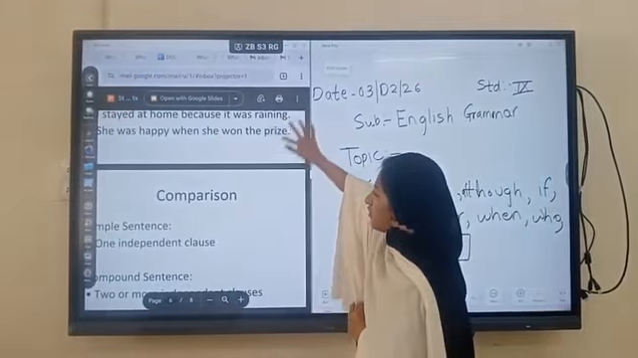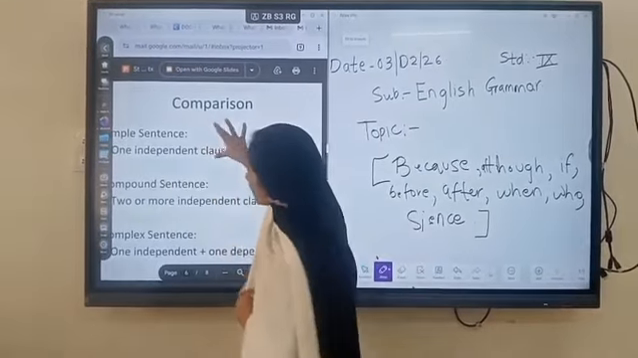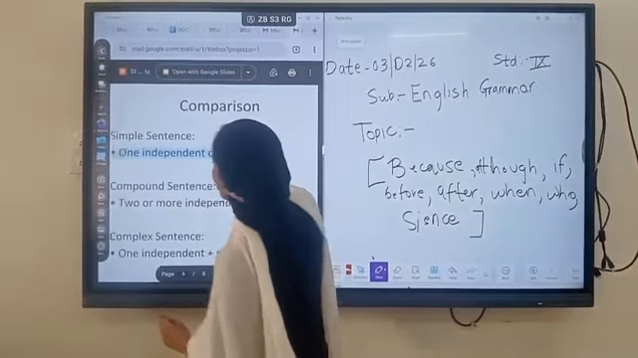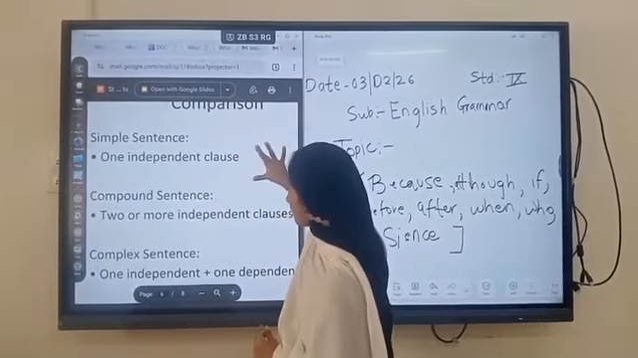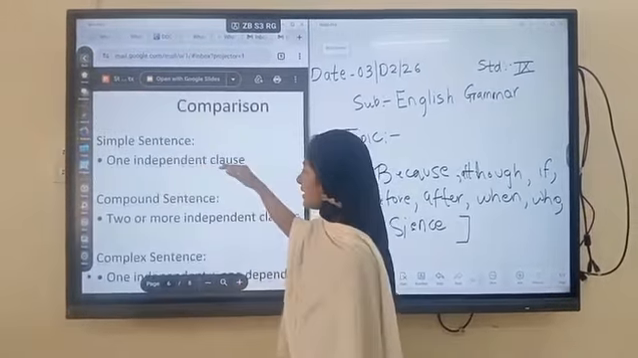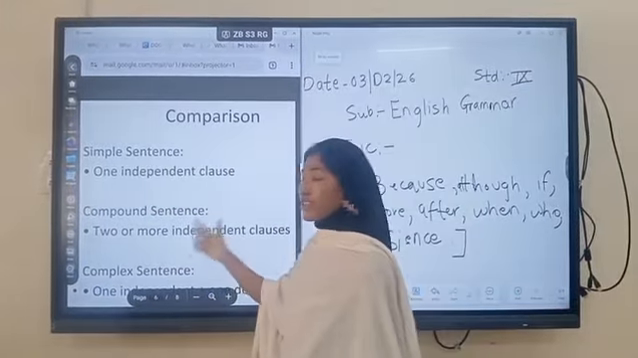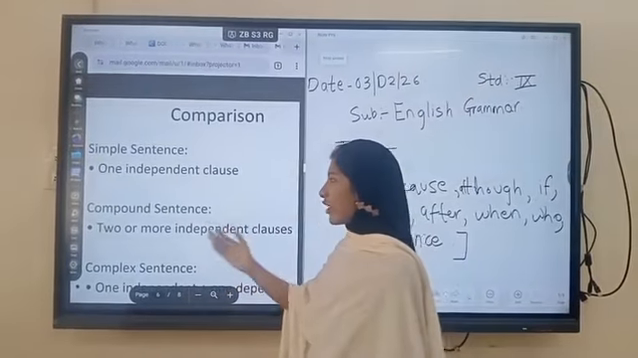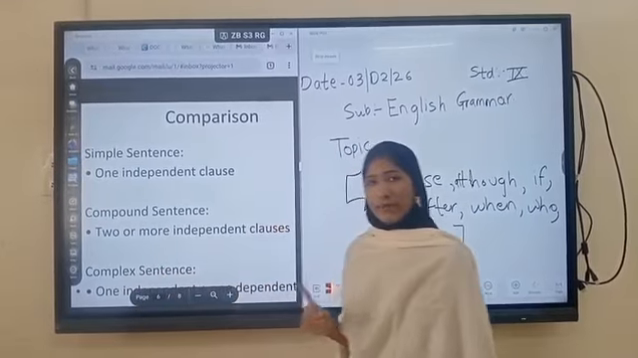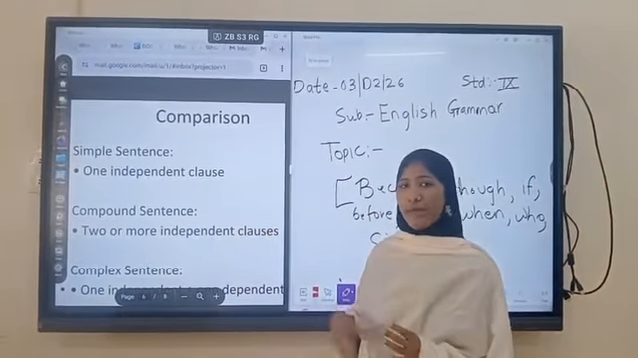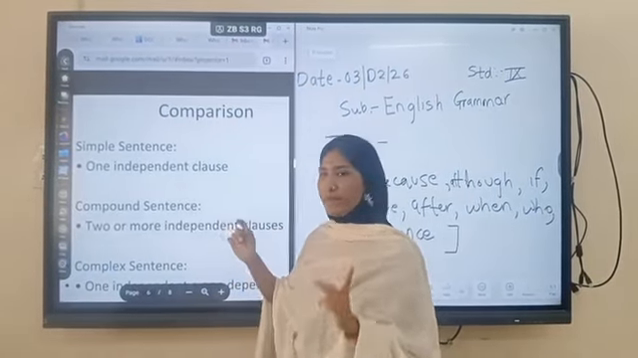Now we will do one exercise. Comparison. First, a simple sentence has one independent clause. A compound sentence has two or more independent clauses joined with a conjunction like FANBOYS: for, and, nor, but, or, yet, so. And a complex sentence has one independent clause and another one dependent on that independent clause. A simple sentence has one subject and one predicate.